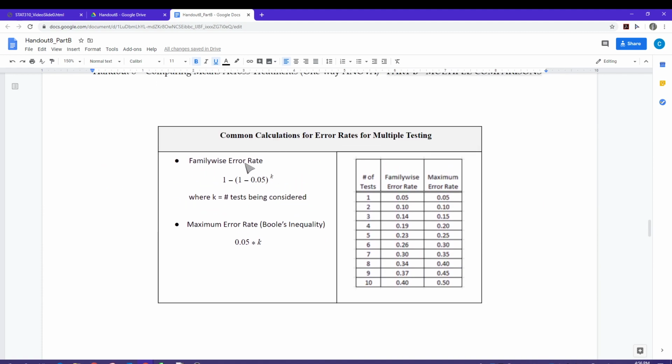Here's a little bit about the Familywise error rate and how that can be computed. K here, the exponent, just represents the number of tests that are considered. And you can see that the Familywise error rate increases pretty quickly as the number of tests increases.